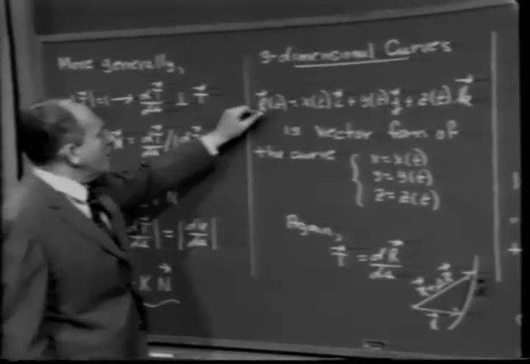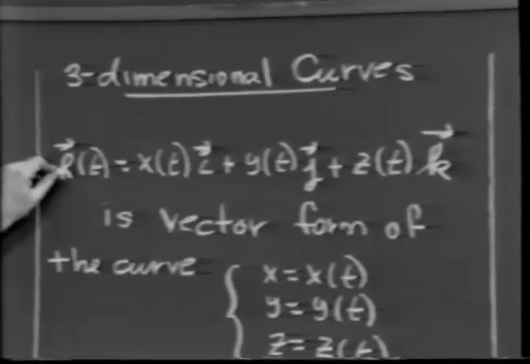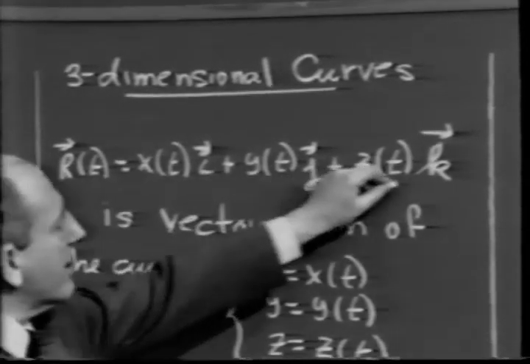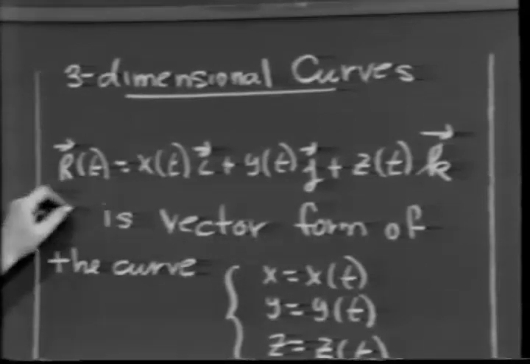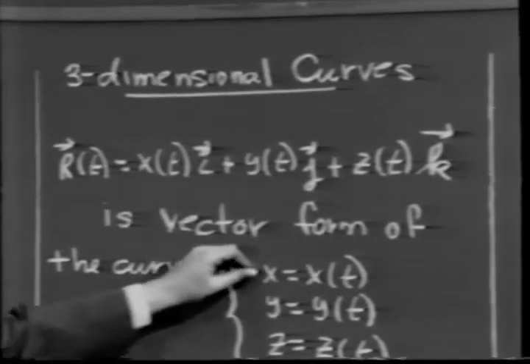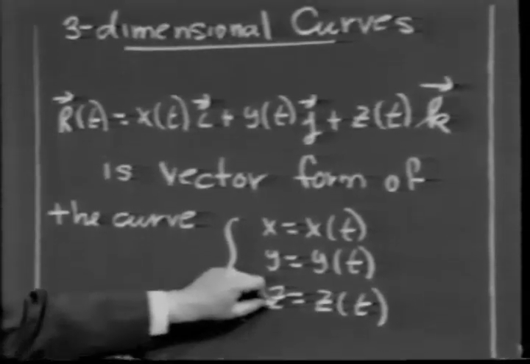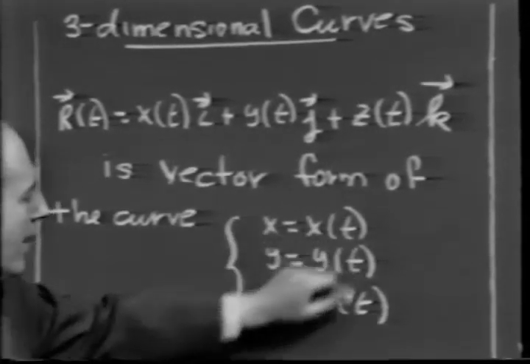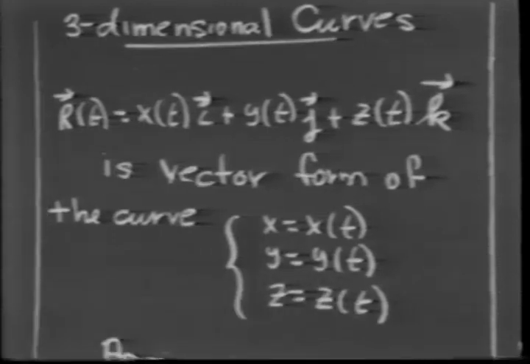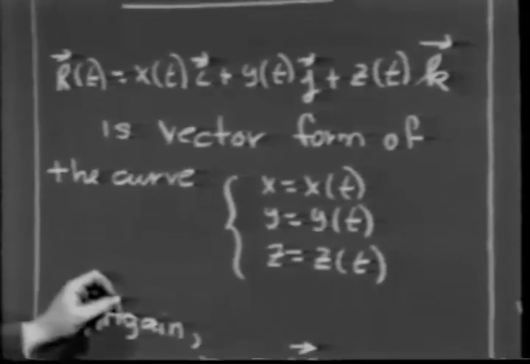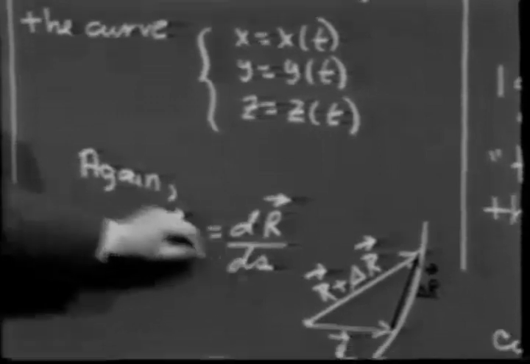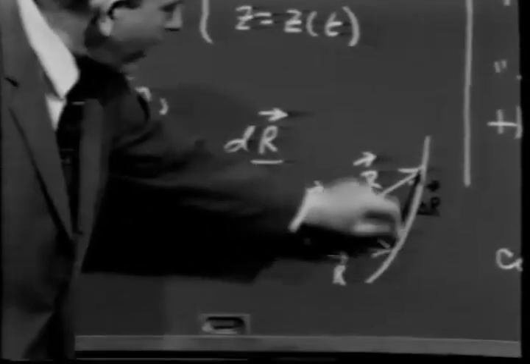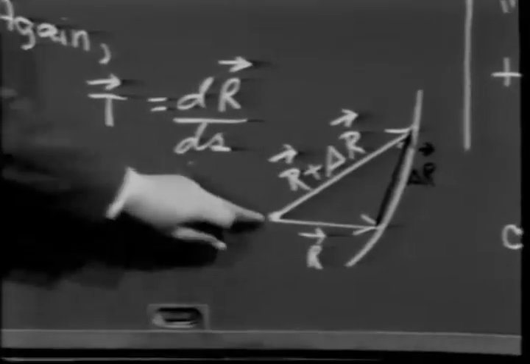Notice, by the way, that in the same way as before, I can write r(t) is x(t)i plus y(t)j plus z(t)k, where that is the vector form of the curve in Cartesian coordinates given in scalar form by the 3 equations: x is some function of t, y is some function of t, z is some function of t. Again, my claim is that if I just take dr/ds, I still have the unit tangent vector. And to see that, just notice what we're saying here. This is a space curve now.